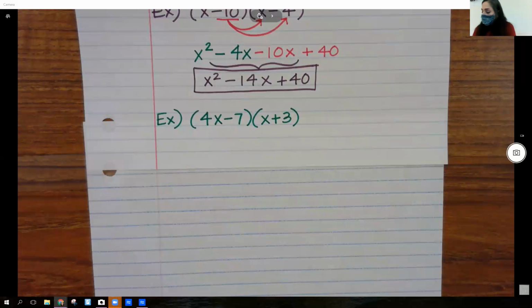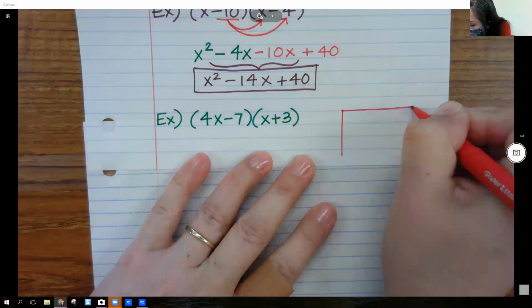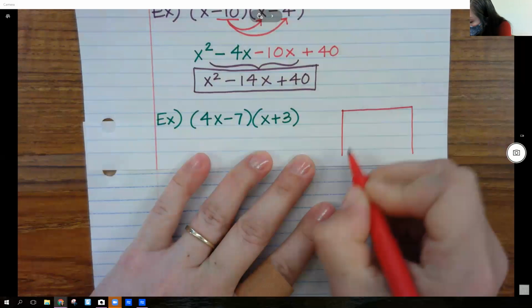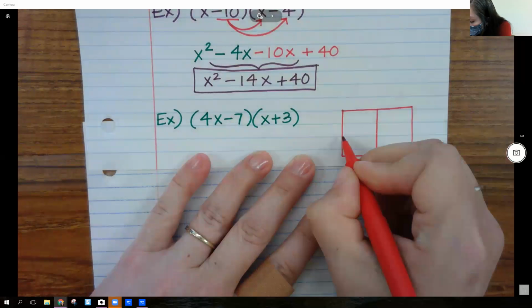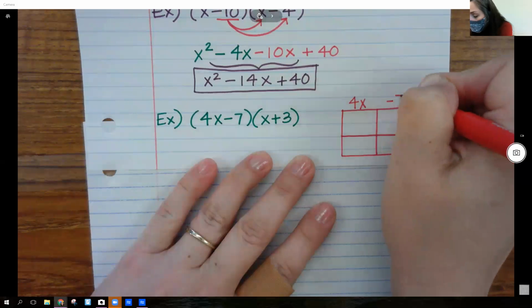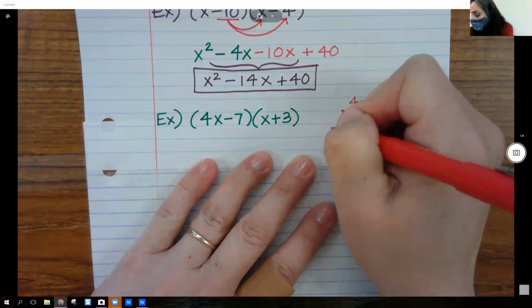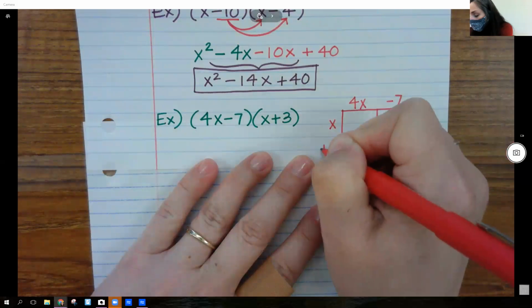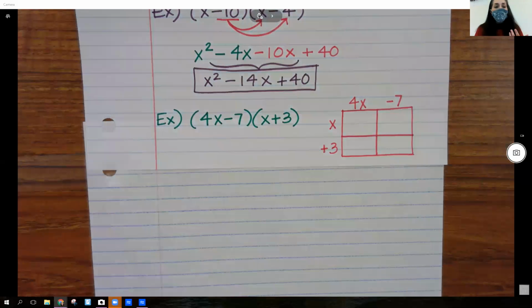Alrighty, so let's go over this one. I'm going to use the box method. So you make yourself a box. I'm going to put 4x and then minus 7 on the top. And then I'll put x and then plus 3 on the side. Doesn't matter which one you put on the top and which one you put on the side. I just always do the same thing every time.